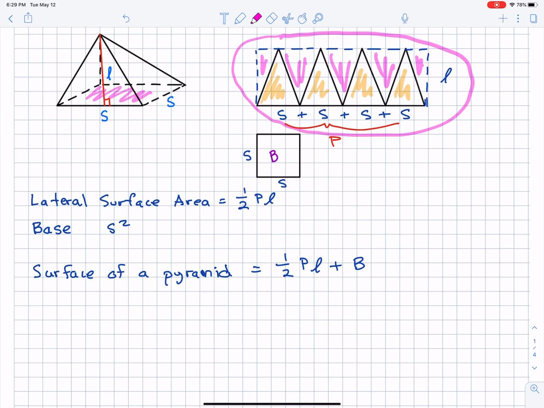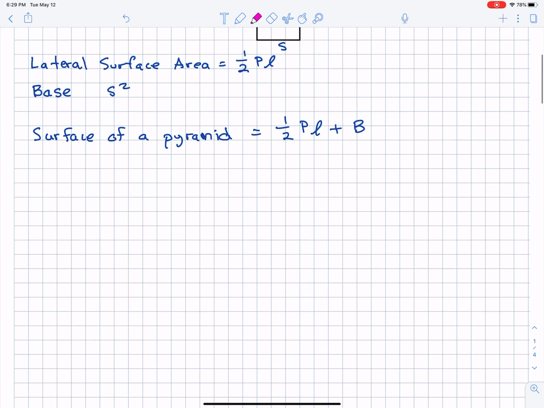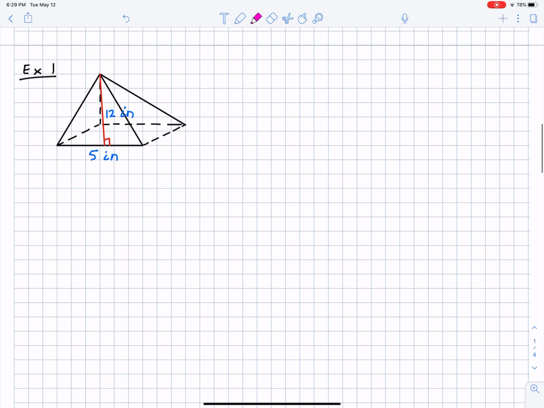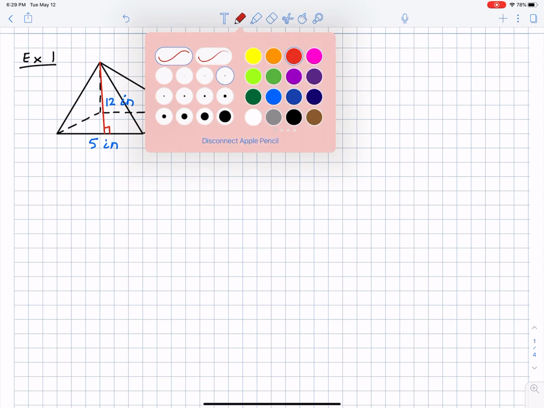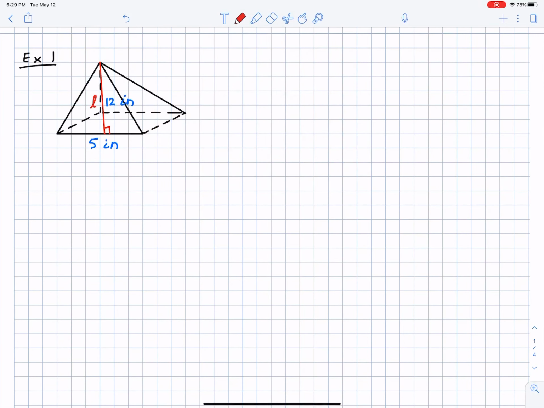So we're going to look at two different examples. So example number 1. In this example, they gave us one side of our base, and this is again a regular pyramid, so one side is perfect. And they also gave us the length of our lateral.